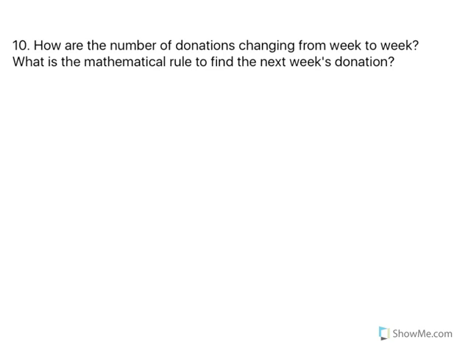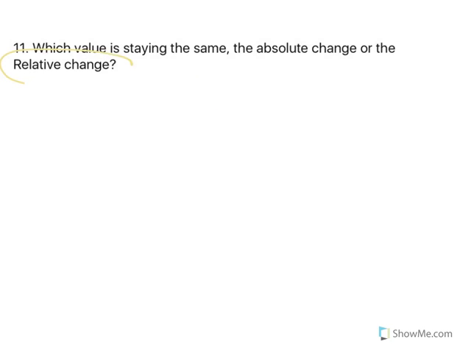How are the number of donations changing from week to week? Well, we multiplied by 3. They're tripling from week to week. The mathematical rule would be multiply by 3. Which value is staying the same? Clearly the relative change, it's 2 or 200% for each one.